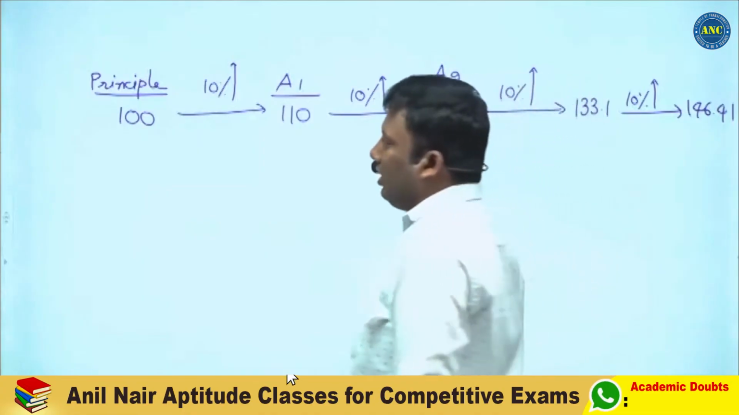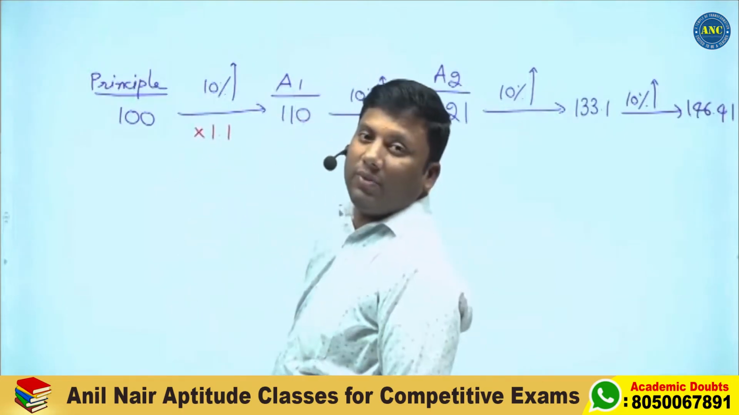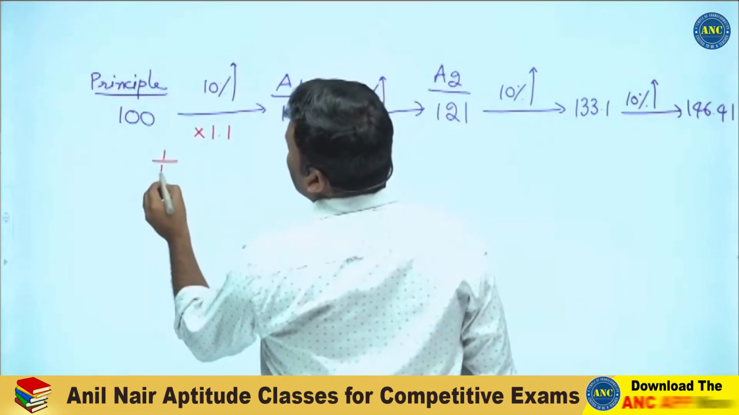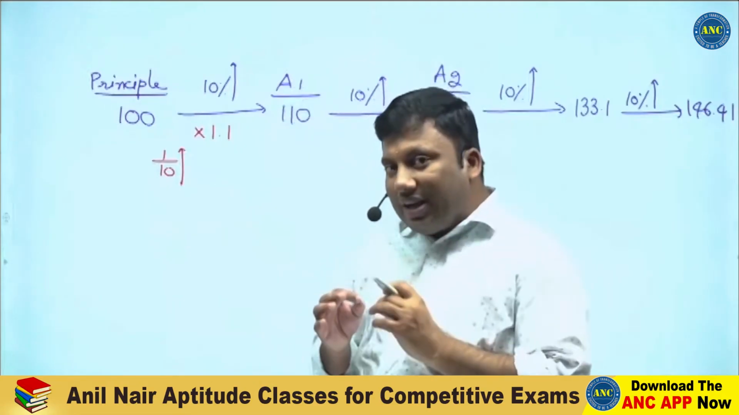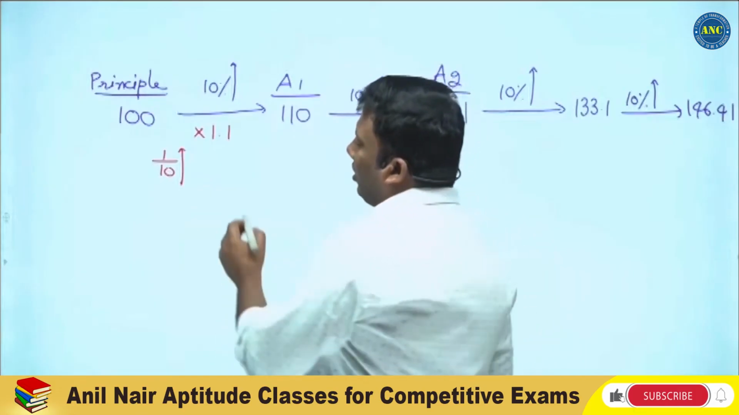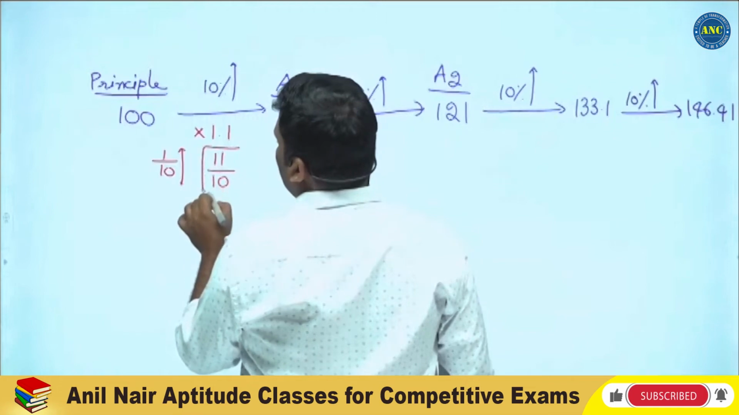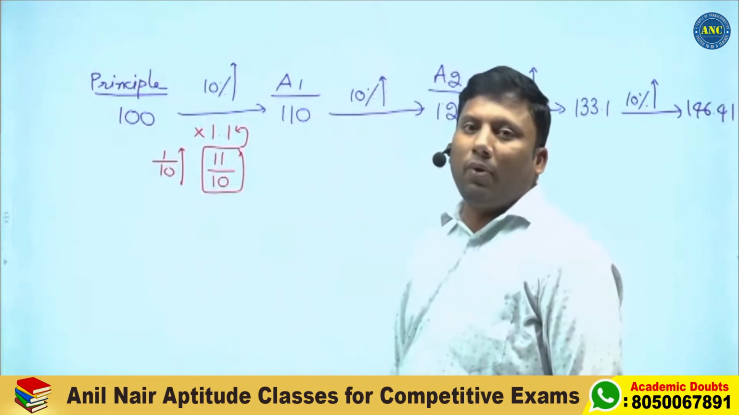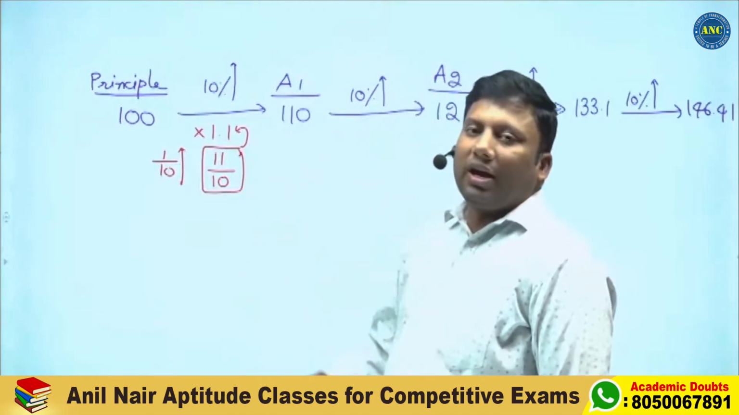A 10 percent increase is into 1.1. Are you all with me? Why did we get 1.1? A 10 percent increase is a 1 by 10 increase. Whenever there is a percentage increase, the denominator denotes the initial value. So it is 10, and on 10 there is 1 increase. This will become 11 by 10, and 11 by 10 is 1.1.